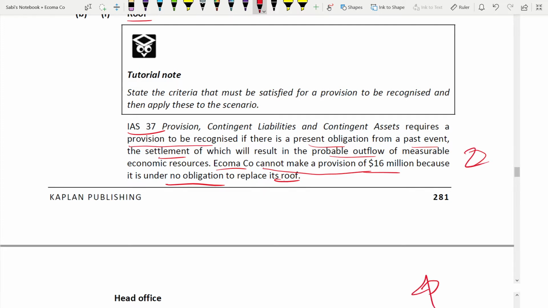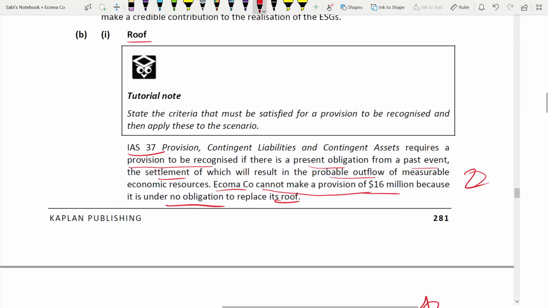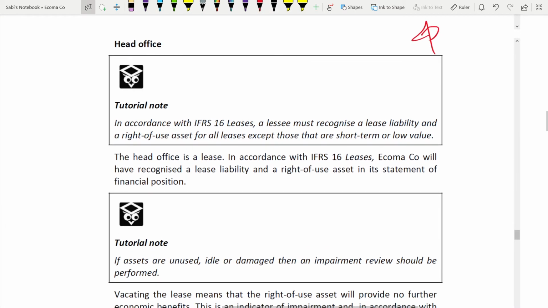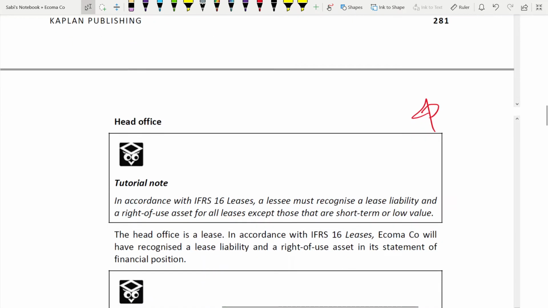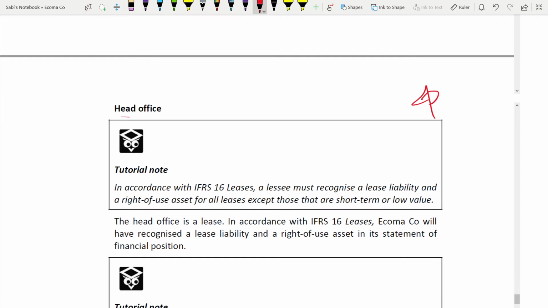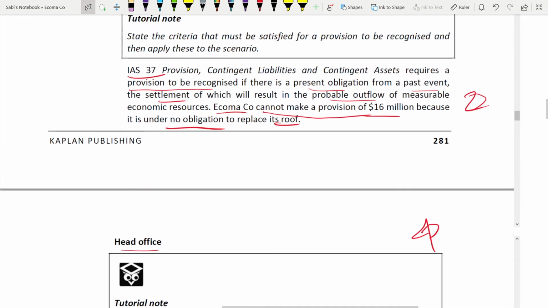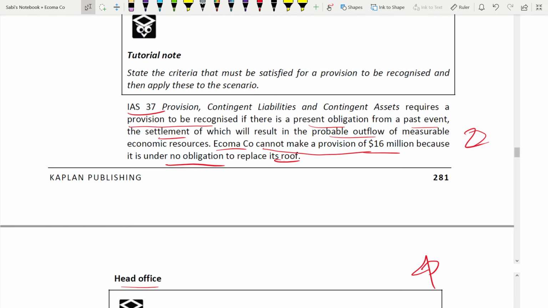Because this has more working for the head office than the roof. The provision part is easy. You just have to say whether the provision will be recognized or not, based on the rules from IAS 37. The criteria, that's it. Head office has more things to do. That's why I've given 1 mark extra for the head office and 1 mark less for the provision. Otherwise, if you don't know the marks, then just assume it's equal, 3 and 3. Because it's for 6 marks, so 3 and 3 between the two things.